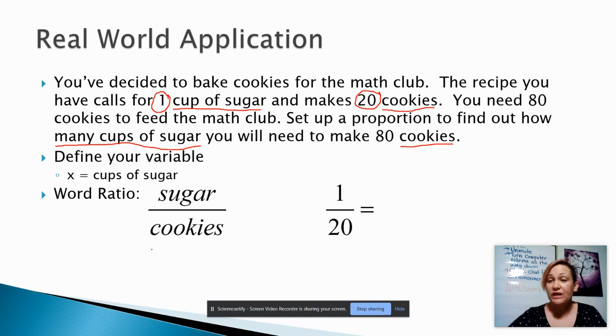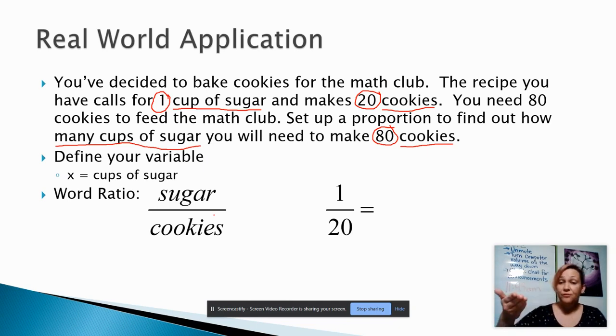Now, in a proportion, I need to have 2 fractions that are equal to each other. So on the other side, I need another fraction. For this fraction, I have one more number. It's at the very end of the problem. It's the number 80, and it is cookies. And we decided that cookies goes on the bottom of the fraction, so I'm going to put an 80 on the bottom of the fraction.